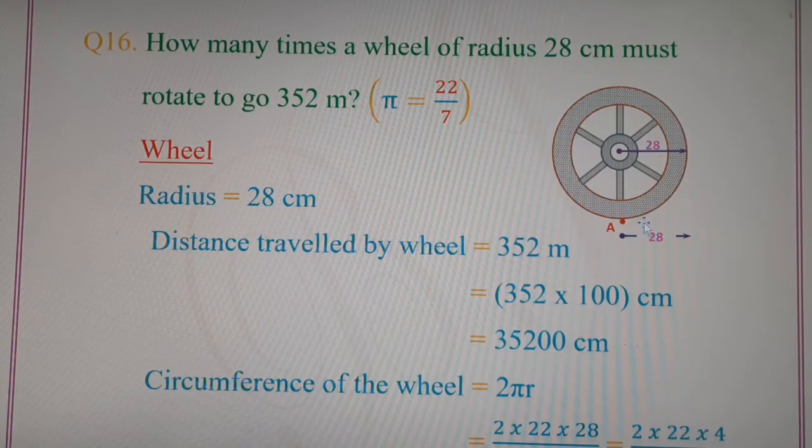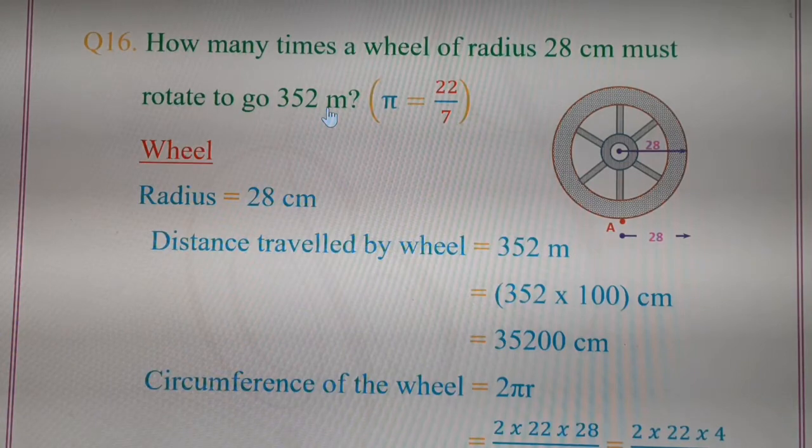That means the wheel is traveling a distance equal to 1 circumference in 1 rotation. 1 rotation is equal to 1 circumference. How many rotations will the wheel make in order to travel a distance of 352 meters? That we have to calculate.